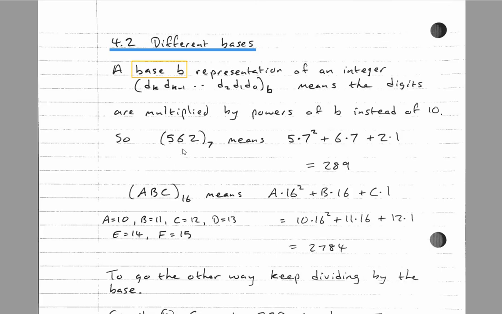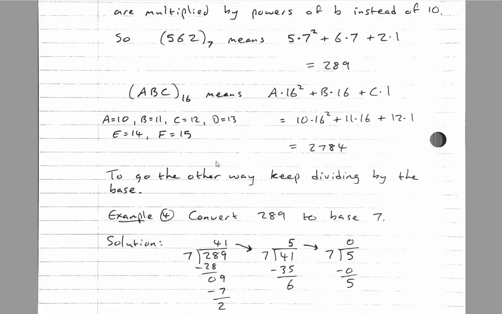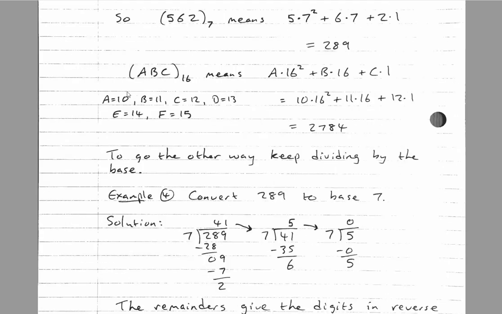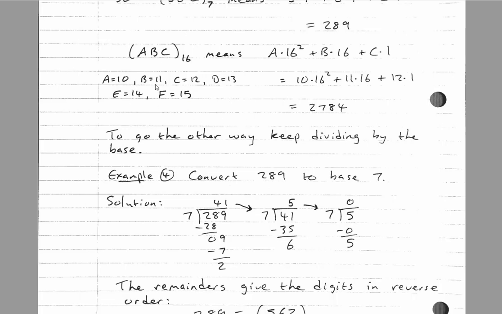So we've just gone backwards. We're back to 562 base 7. We didn't need any A's, B's, C's, D's, E's, F's here because the base was just 7. We only need numbers 0 through 6. But if we were getting any remainders like 15, we'd have to convert that to an F. So these are the extra digits we need for bigger bases, just the capital letters.